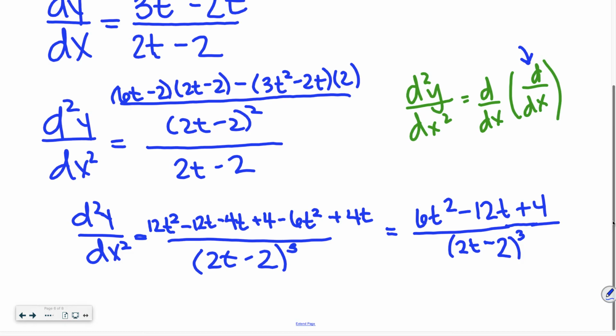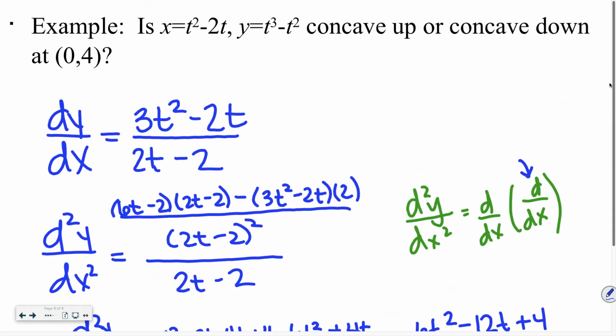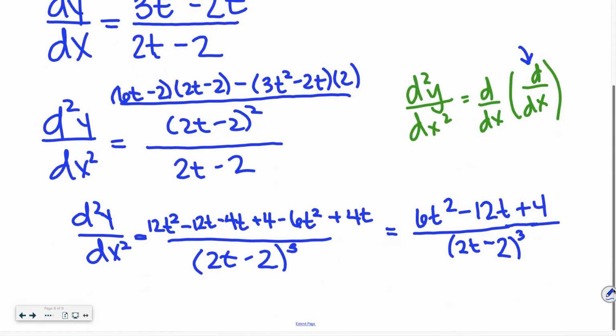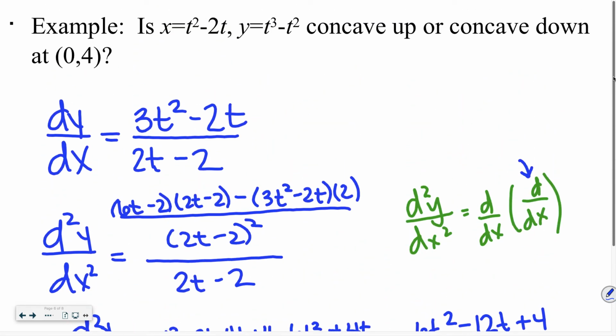Okay, what was the point of us finding the second derivative? Concavity. We want to know the concavity at the coordinate (0, 4). Everything's in terms of t because it's a parametric equation, so that means we have to set x equal to 0. So it's like 2t squared minus 2t equals 0, right?